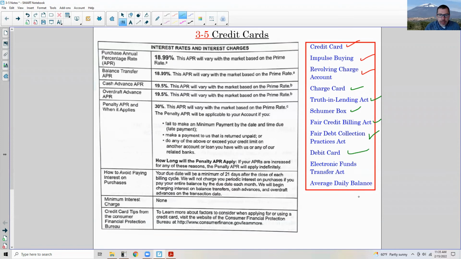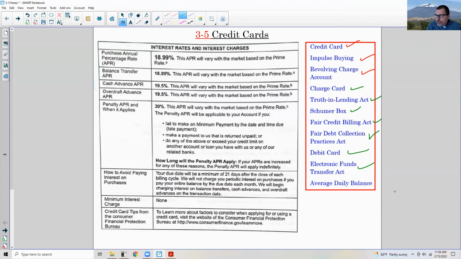Okay, debit card. The Electronic Funds Transfer Act protects debit card users against unauthorized use of their cards. They're not responsible for purchases made with a lost or stolen card after the card is reported missing. Okay. All right. So that's that. The Electronic Funds Transfer Act protects debit cards, much like the Truth-In-Lending Act protects credit and charge cards.